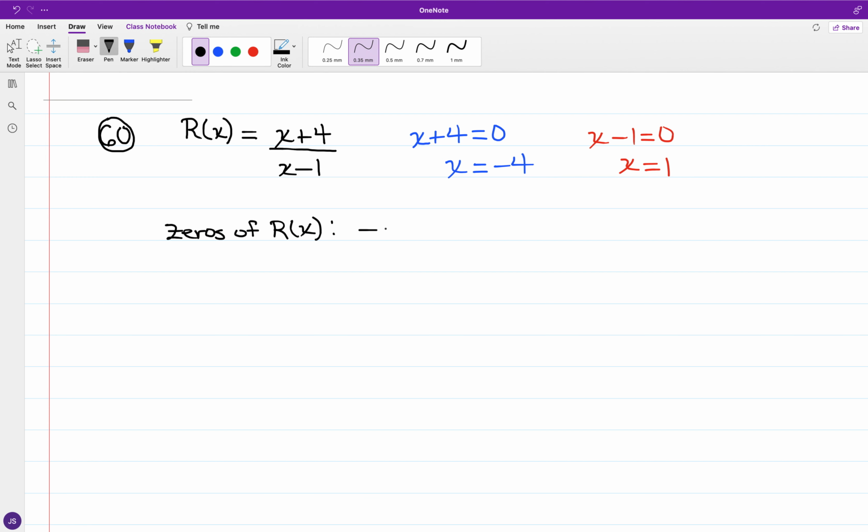first of all we have negative 4. If I were to plug in negative 4 for x, I have negative 4 plus 4 is 0, negative 4 minus 1 is negative 5, and 0 over negative 5 will go to 0. So negative 4 is going to be in the domain. You can have a 0 numerator without having a 0 denominator.